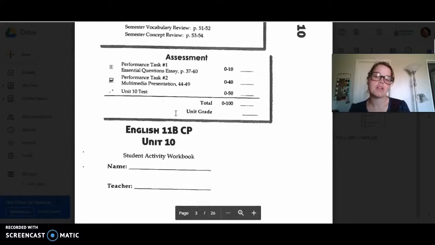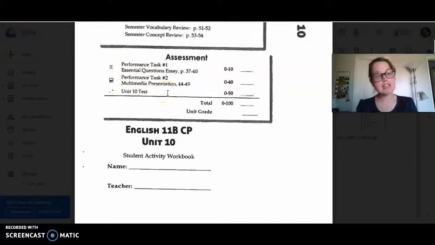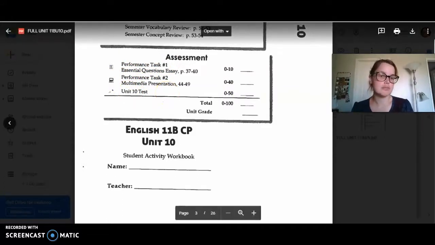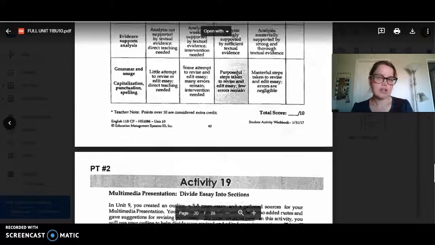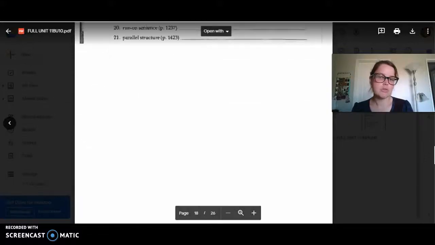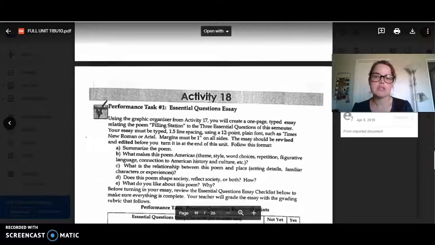But what I really want to look at is the whiteboard and what's essential here. So performance task 1, performance task 2, unit 10 test, which won't be a test, it will be your alternative assessment or review. If you have these packets, it's nifty because down here is where we have the outlines for your performance tasks. Let's see, there you go.